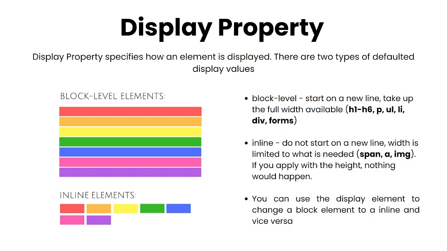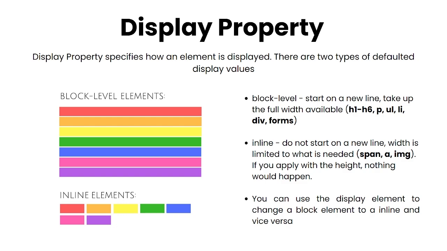Let's dive right in. The display property specifies how an element is displayed. There are two types of default display values. There's the block level. The block level starts a new line and takes up the full width available. And that would be H1 through H6, paragraphs, unordered lists, ordered lists, list items, divs, and forms.